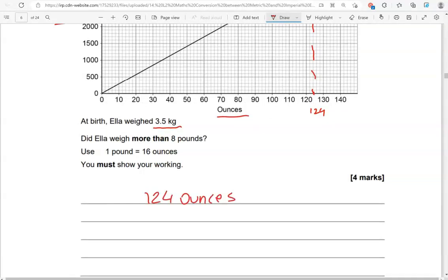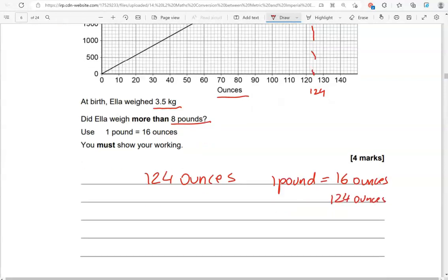So we need now to convert these into pounds. So in 1 pound there are 16 ounces. What about 124 ounces? How many pounds is that equal to? So we need to work out what we multiply 16 by to get to 124. In other words, we're going to divide 124 by 16.